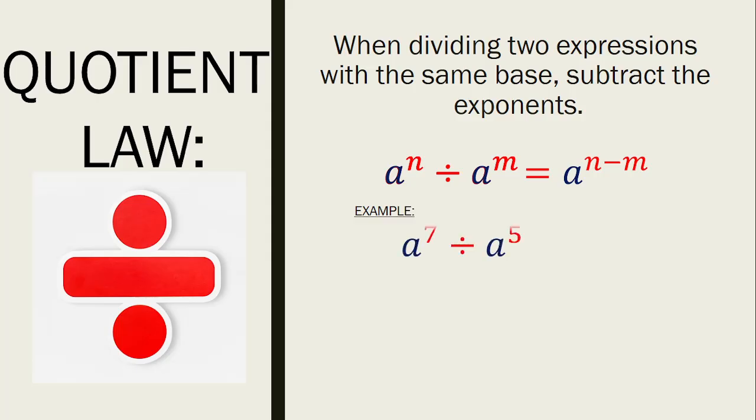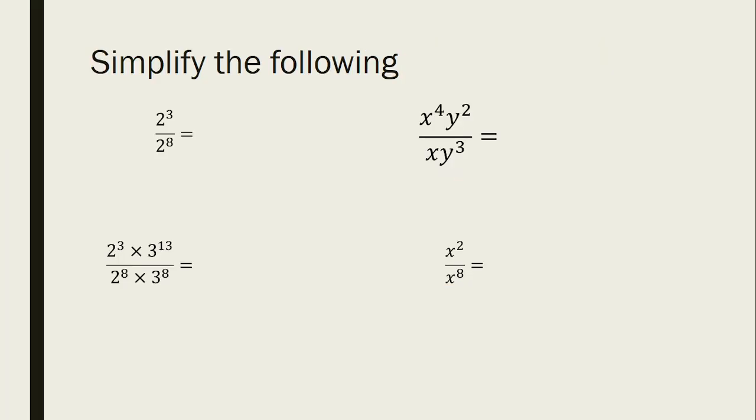Okay, so let's look at an example. 7 and 5, just subtract them, and a squared. It's as easy as that. Now, there's a trick to this though, because sometimes when we subtract exponents, depending on which direction you're going to go, you're always going to end up with a negative. So what I am going to do is show you a trick to be able to divide with same bases so that you never get a negative exponent. Okay, so let's take a look.